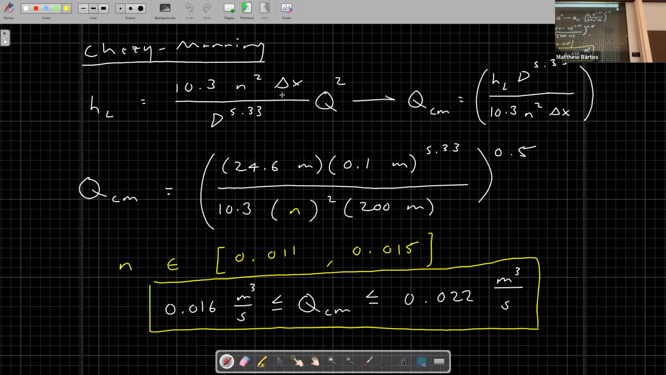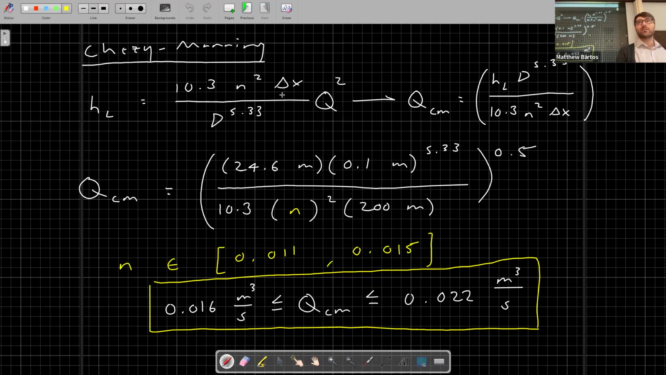Are there any questions about the different empirical equations for frictional losses? Any last questions? Yes? So the only one that we have to iteratively solve for is the first one. Yes, the only one you have to iteratively solve for is Darcy-Weisbach, because the friction factor depends on the velocity.